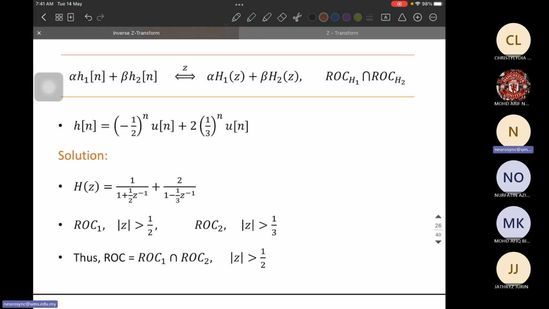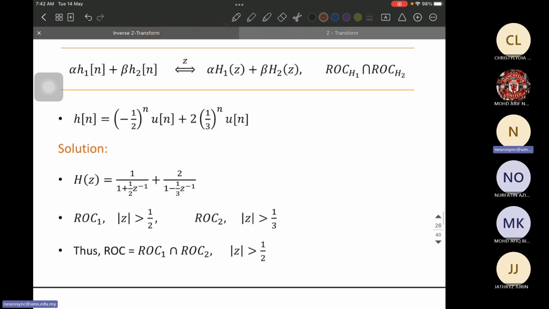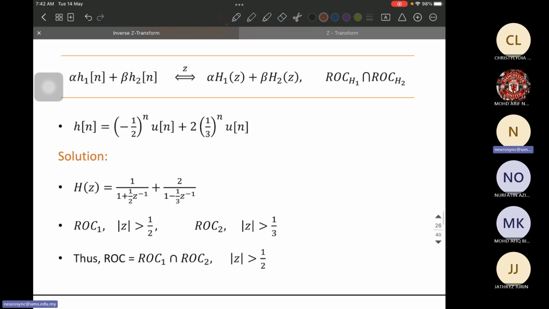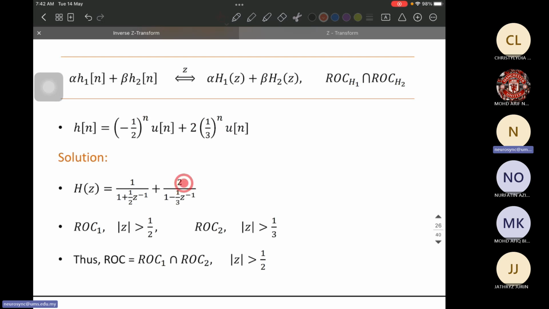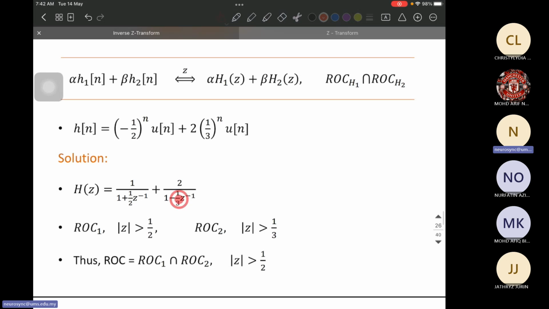Okay, so we know that the Z transform for a to the power n u of n is 1 by 1 minus a Z inverse, correct? So the Z transform for the first is 1 by, minus minus will be plus, 1 by 2 Z inverse. For the second, the factor 2 is there, therefore it is written in the numerator, and the Z transform for this is 1 by 1 minus 1 by 3 into Z inverse.